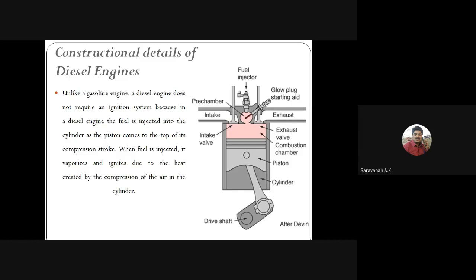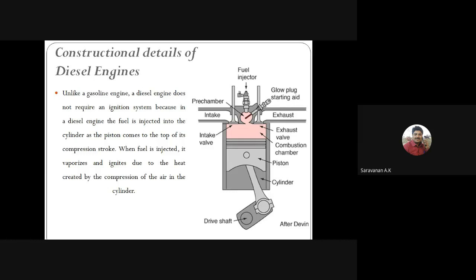Then the greater compression pressure results in the higher compression ratio. I told you the petrol engine's compression ratio is 6 to 10, but in the diesel engine it's high, so we are using 16 to 24. Most of the time 14 to 24 is also used as a compression ratio.